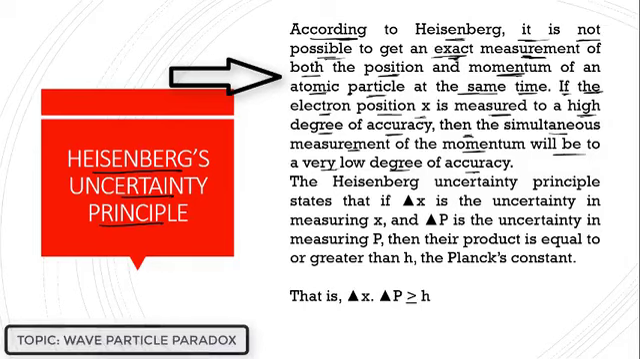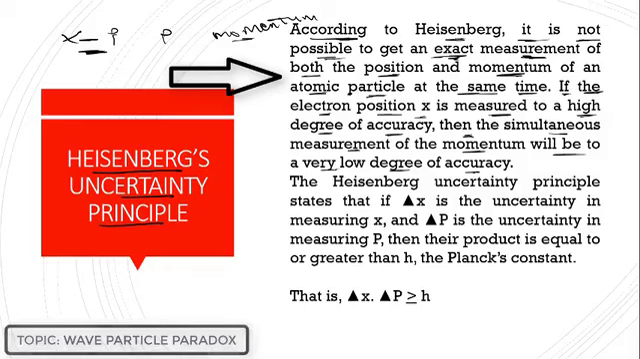So if the position is x and let's say the momentum is p, it is not possible to get these two things simultaneously at the same time. You can only get the position, or you can get the momentum at any point in time. Two of them cannot be found simultaneously.